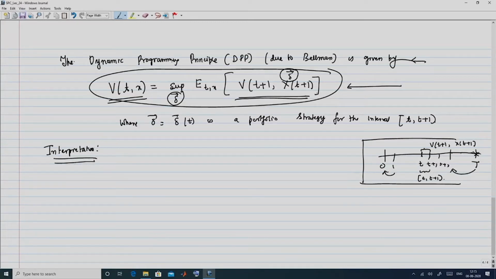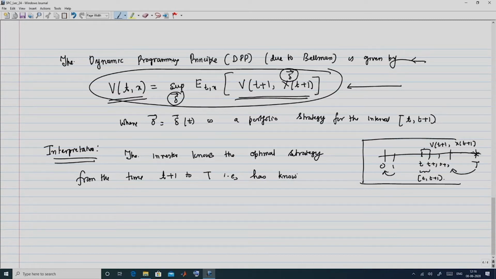So, the interpretation of this is the following, as I have explained, what has happened from capital T to time t plus 1. So, then we can say that the investor knows the optimal strategy from time t plus 1 to capital T. That is, the investor has knowledge of the function v of t plus 1, x.